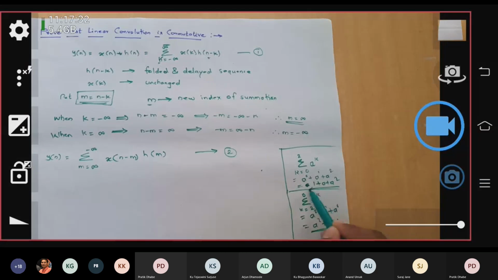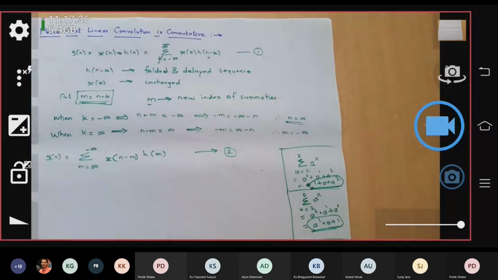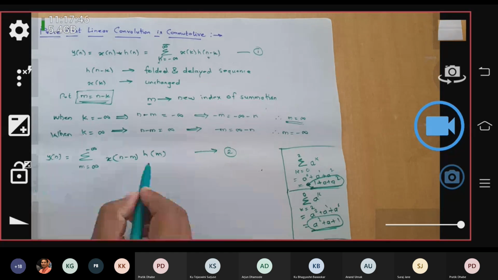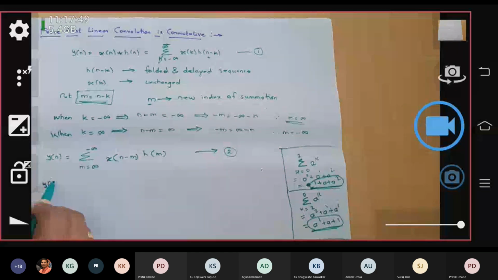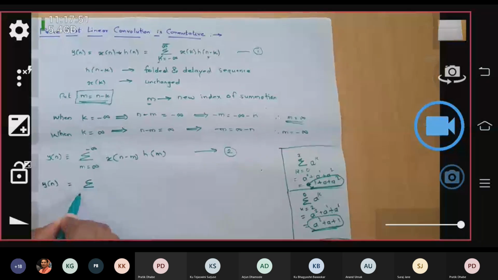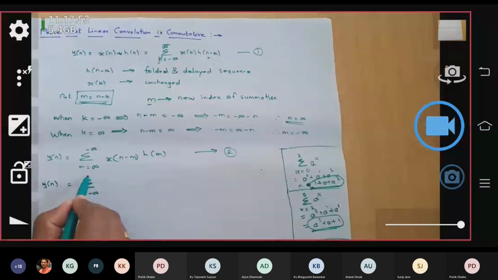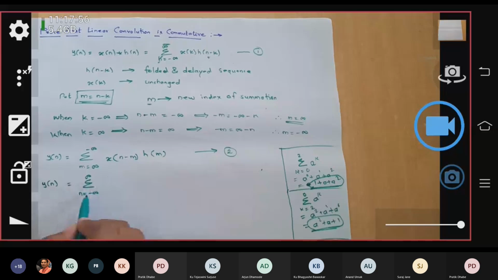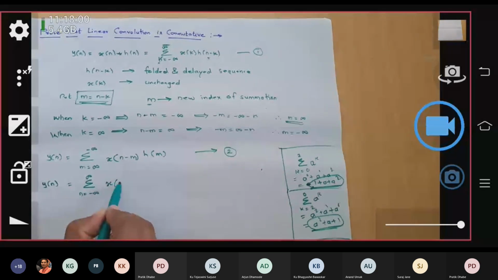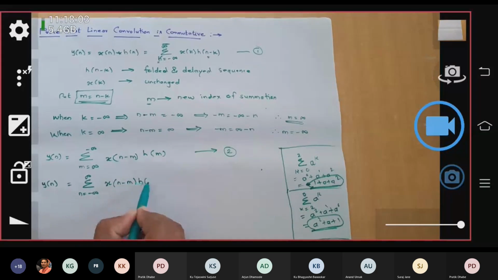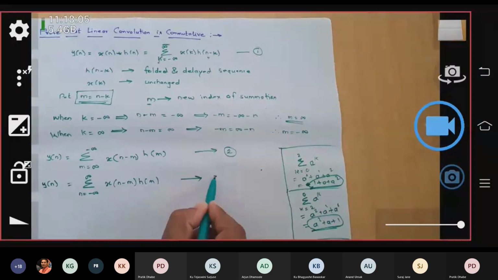But these two are exactly the same. In summation, even if you reverse the order of summation, the summation still remains the same. So instead of this equation number 2, even if I reverse the order and the limits of summation, it would still give me the same result. So I am writing summation n equals minus infinity to infinity of x of n minus m h of n. Let this be equation number 3.